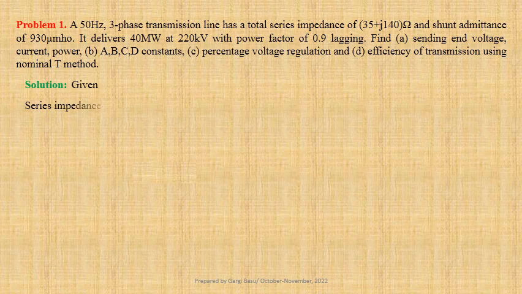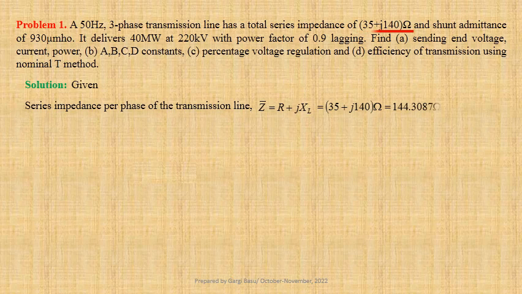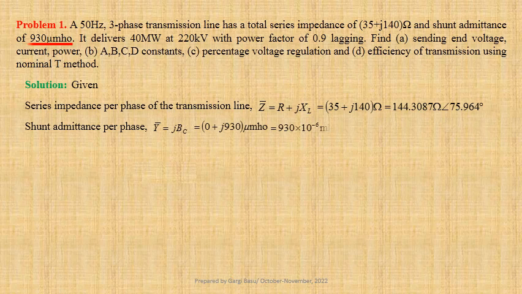Given series impedance per phase of the transmission line Z equals R plus jXL equals 35 plus j140 ohm. This may be written in polar form as 144.3087 ohm at an angle 75.964 degree. And shunt admittance per phase Y equals jωC equals 0 plus j930 micromho. This may be written in polar form as 930 into 10 to the power minus 6 mho at an angle 90 degree. Let us now calculate YZ.